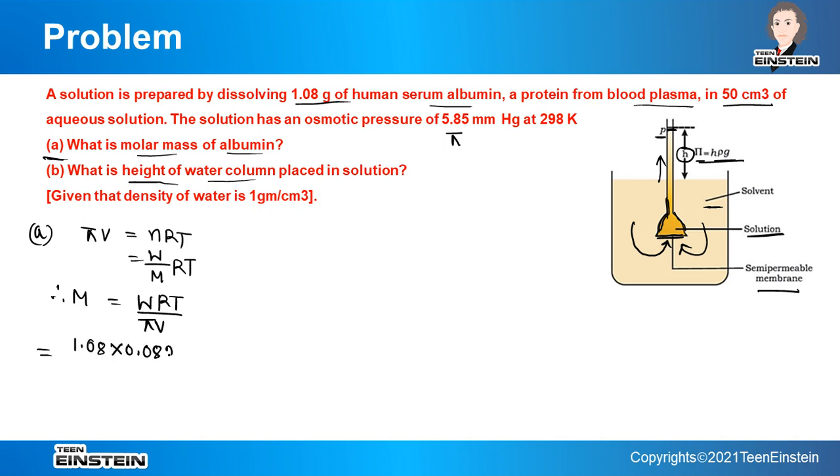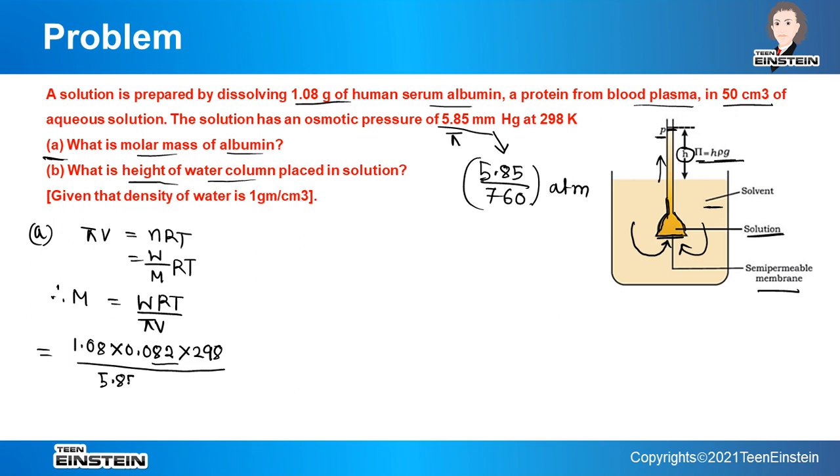0.082, temperature given 298. Now be very careful about the units, as I always say. Pi is given in mm Hg, but the universal gas constant you have used is in liter atmosphere, so you have to convert it to atmosphere. How can you do so? 5.85 divided by 760. So we are converting mm Hg to atmosphere, and now it is in atmosphere.